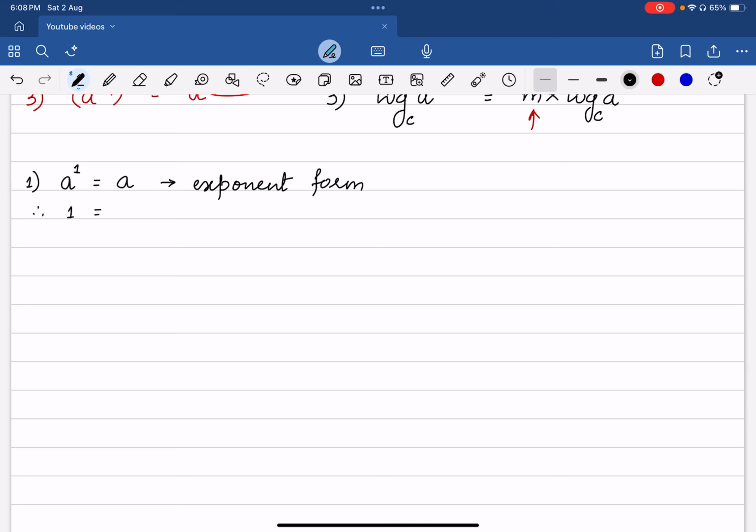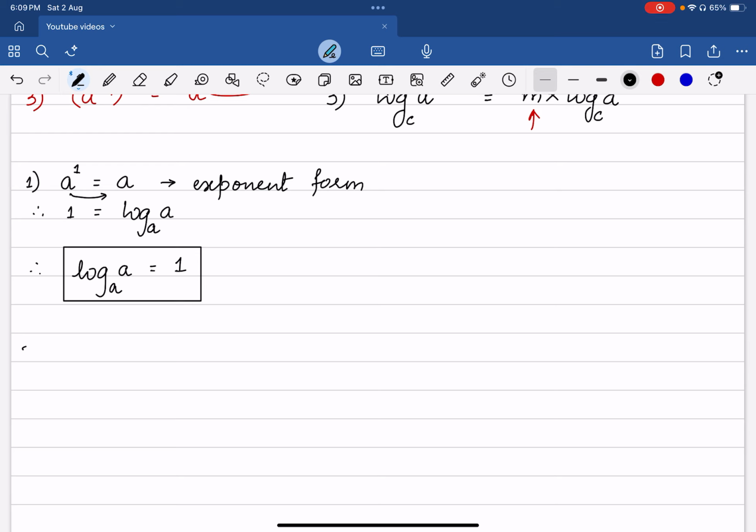If I were to convert it to log form, my a has to go on the other side, so this becomes a to the base a. So it is log of a to the base a. Wow, that looks like a basic characteristic of logarithm. And that characteristic is that log of a to the base a becomes 1, which means if you had log of 3 to the base 3, the answer should be 1. Log of 10 to the base 10, the answer should be 1.